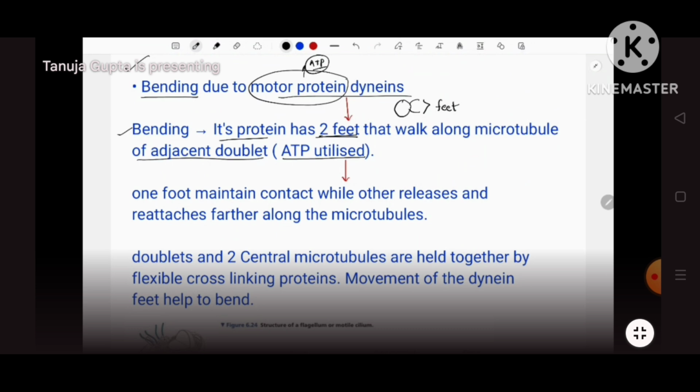So they also have 2 feet like we have. They also walk like this. When we walk, one foot touches the ground, and the second foot is above the ground. When we go forward, our second foot again touches the ground, and the first foot detaches from the ground. Like this it also walks, right? So one foot maintains the contact while the other releases and reattaches further along the microtubule. Like we walk, same way they also walk.